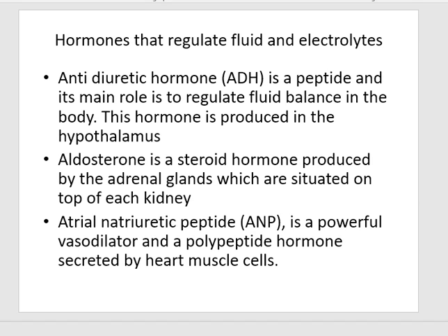Aldosterone is a steroid hormone produced by the adrenal glands, which are situated on the top of each kidney. Atrial natriuretic peptide is a powerful vasodilator and polypeptide hormone secreted by the heart muscle cells. Also other hormones, possibly the steroid hormones, can all cause changes in the electrolyte compartments.